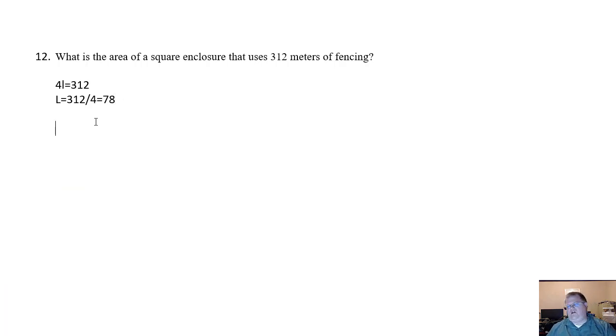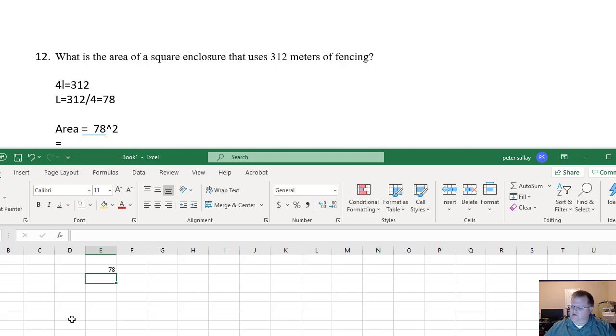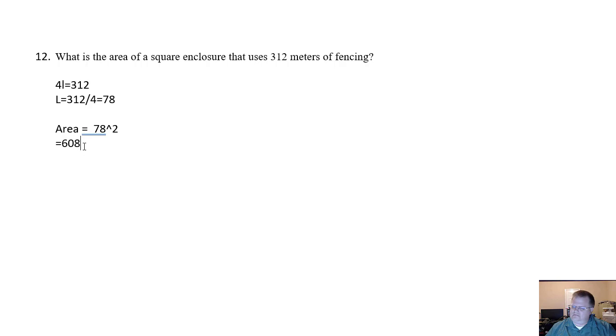Alright, so from here, then I want to go think back to what that area formula is, and the area formula was length squared. So the area of this particular square would equal 78 squared, which, going back to our calculator, helps if I type equals, is 6,084 square feet. So 6,084 square feet.